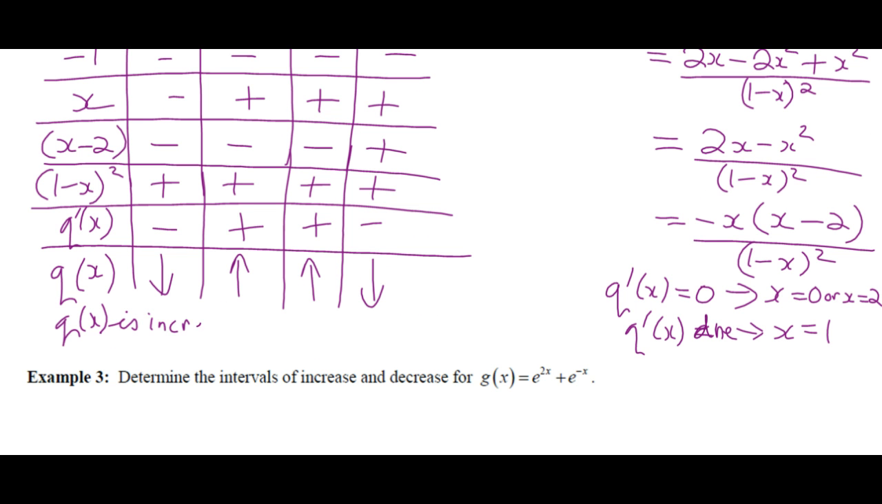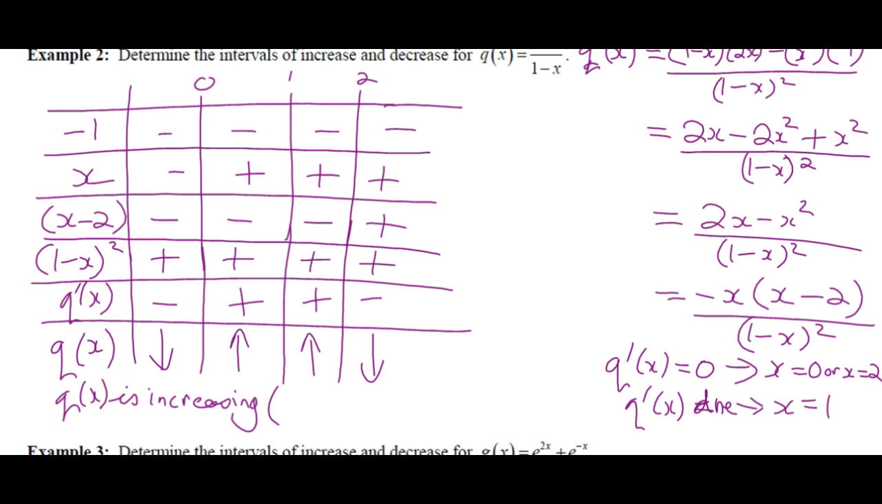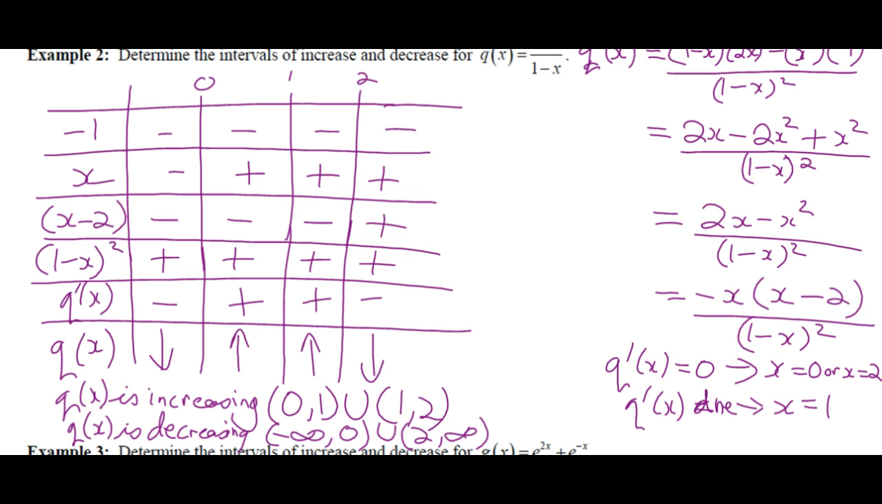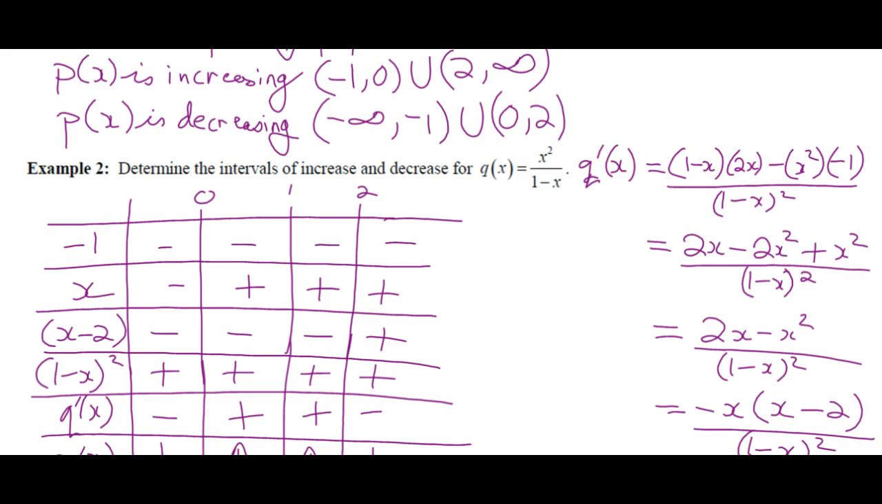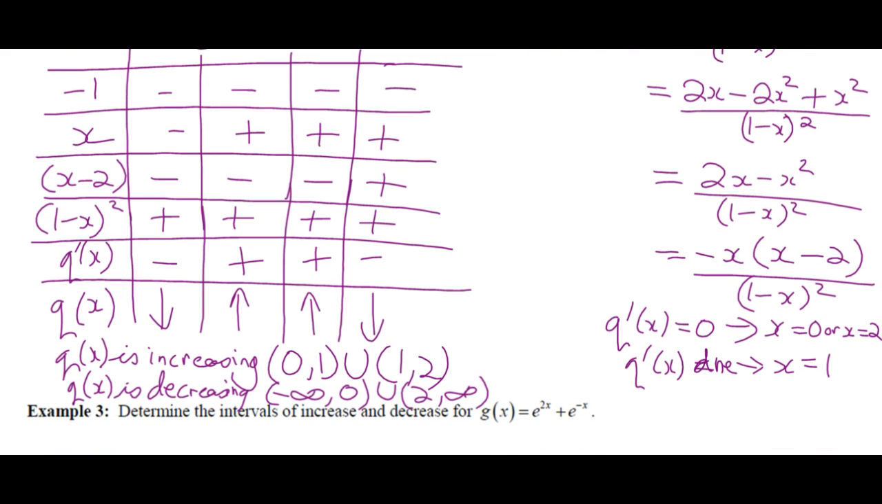I want you to know that. On the interval, and I always take it off the top there, a little off the top, so from 0 to 1, and from 1 to 2, q of x is increasing, and q of x is decreasing from negative infinity to 0, and from 2 to infinity. I'll just flip it on its side, just make it a very big 8. So if you go graph this, you're going to know what's going on. Or if you want to sketch the graph of this, you can. This unit is called curve sketching.